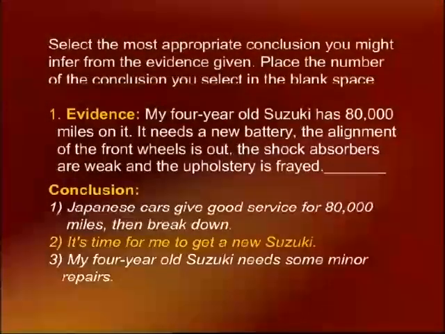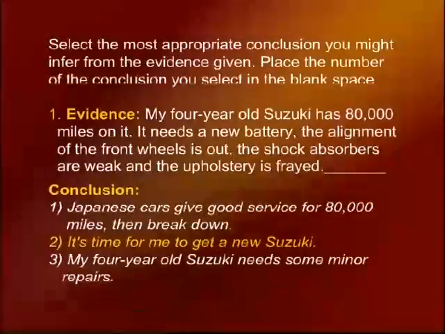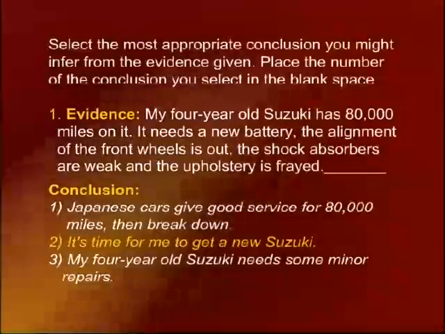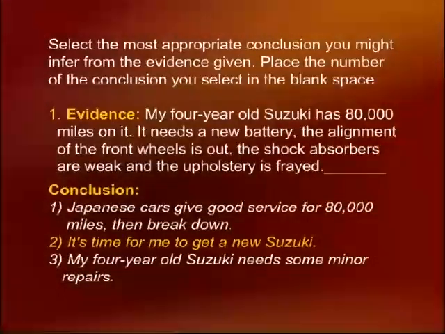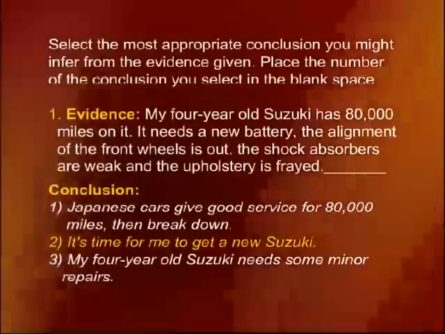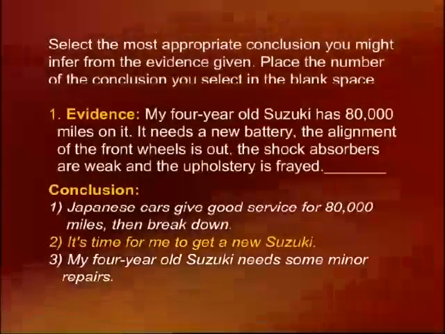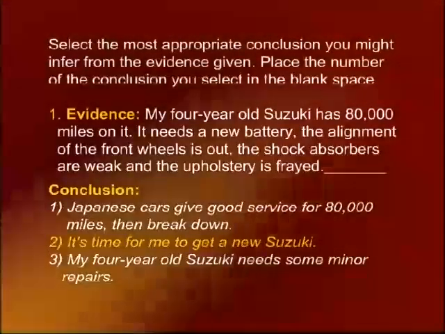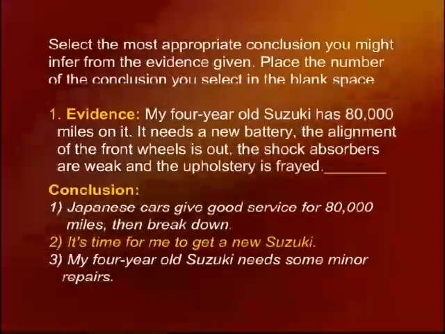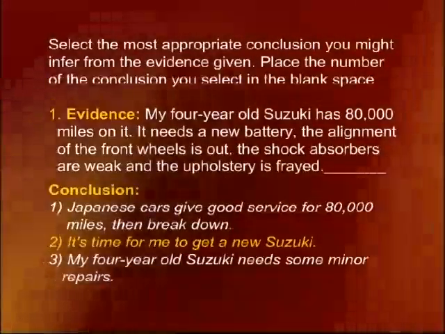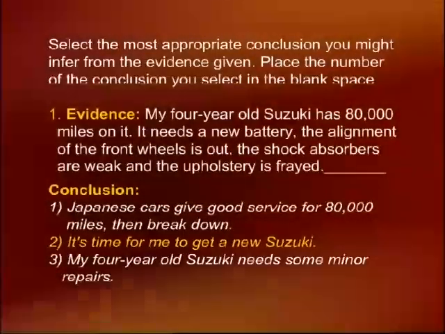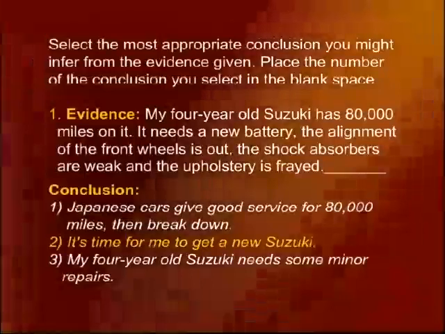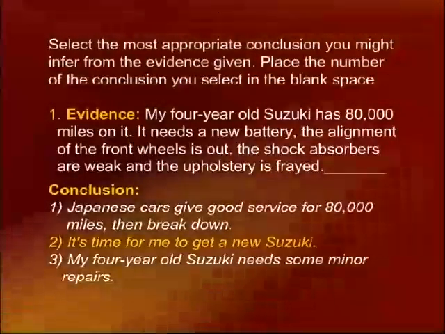Now, you have 3 choices to conclude from that evidence. Would you go on to say, after that evidence, that Japanese cars give good service for 80,000 miles, then they break down? Would that be a good conclusion? Number 2, it's time for me to get a new Suzuki. Would that be a good, appropriate conclusion to the evidence given you? Or would number 3, my 4-year-old Suzuki needs some minor repairs? Now, out of these, which one would you choose?